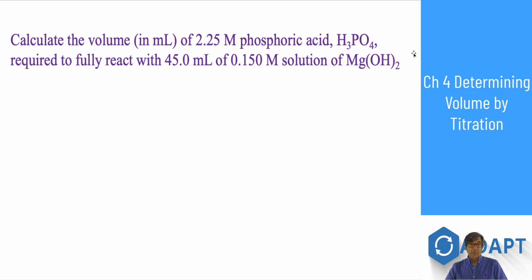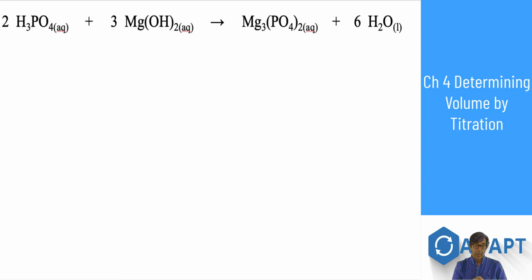All right, so the first thing that we would do is write down the chemical reaction, as in any stoichiometric type problem, and write down the information that we have on each of the reactants or products involved in it. So this would be our reaction. This is a balanced chemical equation in which we have phosphoric acid reacting with magnesium hydroxide.